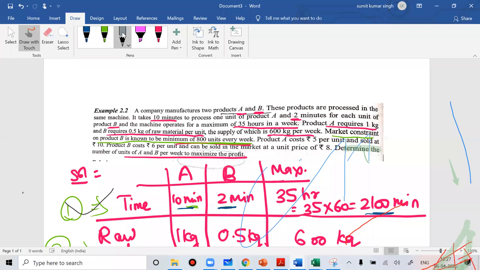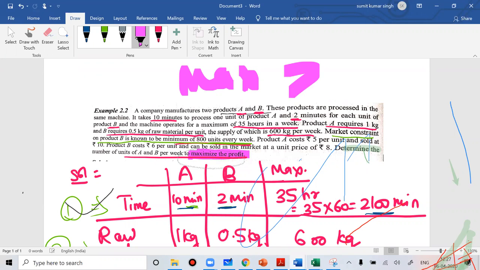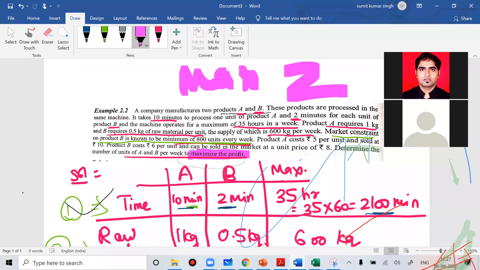So the objective function here is maximizing the profit. Whenever you read a problem, always see what the objective function is. Here the objective function is maximization. You want to maximize it. Once you know your objective function is maximization, then how do you maximize it?